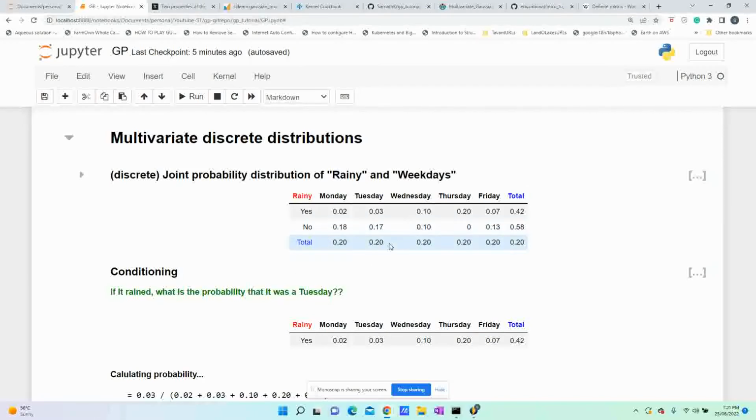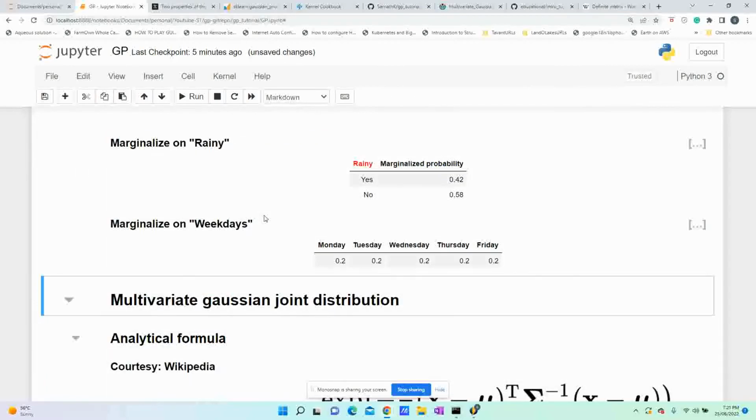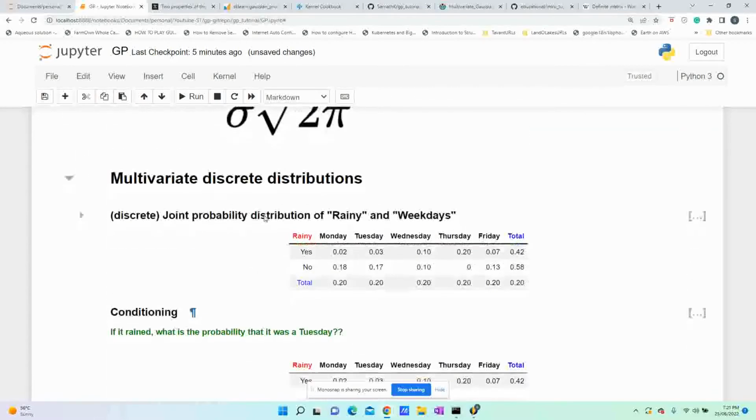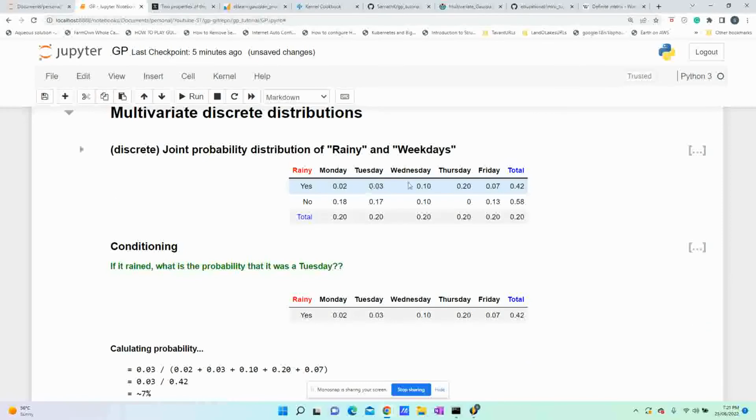The last column represents what's the probability that it's rainy, and the last row represents what's the probability that it is a weekday. In this case, both the column and the row, we are only talking about one variable, which means that we marginalized out the other variable. In this column, we take the probability of rain as yes, and then we add all the joint distribution variables associated with yes, but with other variables, right? So we add up all those numbers and you get this 0.42.